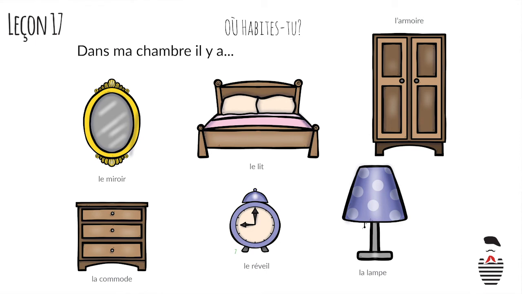Now let's say it in the whole sentence. In my room there are. Voilà. Dans ma chambre, il y a le miroir, le lit, l'armoire, la commode, le réveil, la lampe. And some other things you can look up on Google and maybe put that in your room.